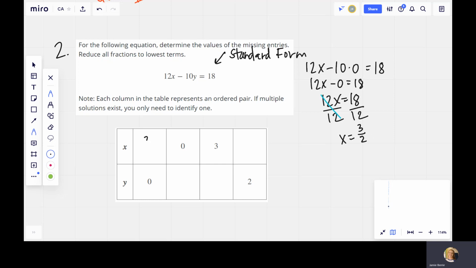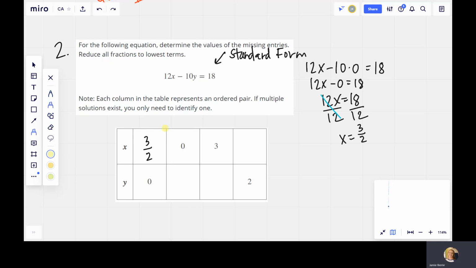Perfect. So there we go. There's our fraction in lowest terms. Remember they told us to reduce the fraction to the lowest term. You could definitely do this on your calculator, but this one was pretty easy. We could do it in our head. All right, so we're just going to repeat this process this time in our second column here.